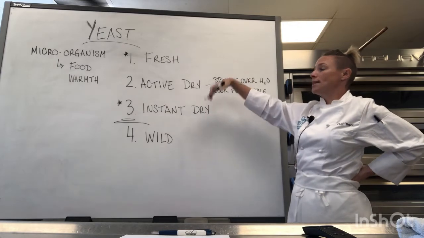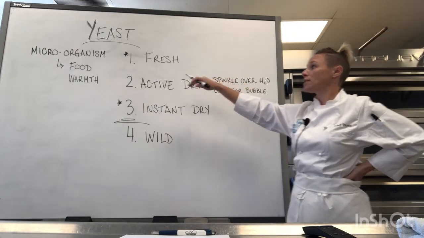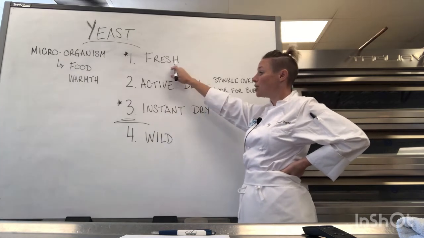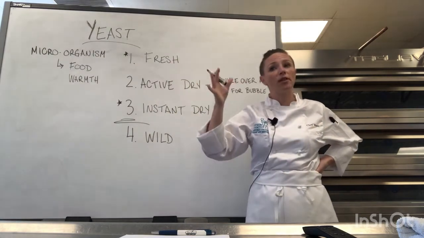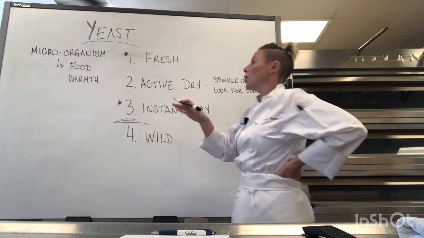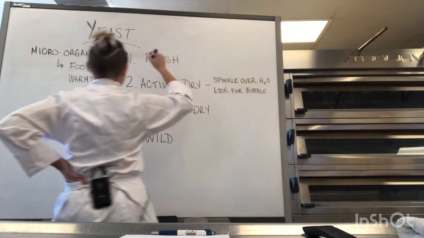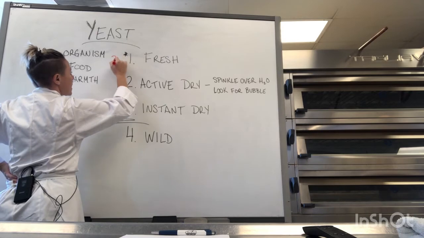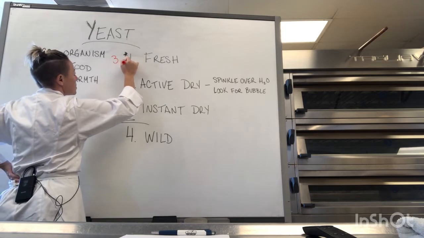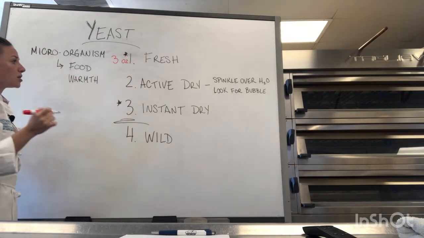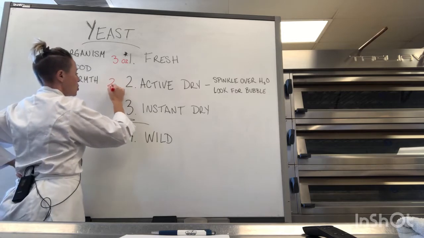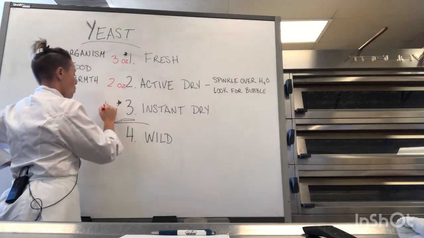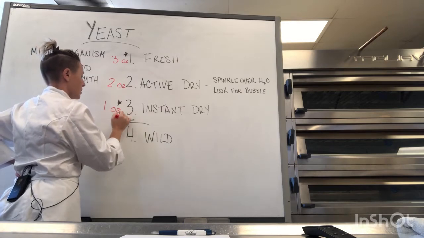You can use these interchangeably in a recipe. So if your recipe calls for instant, but you don't have instant, you can use fresh, but you have to do a little bit of math to figure it out. So for every 3, let me put it in a different color, for every 3 ounces of fresh yeast, you would use 2 ounces active dry and 1 ounce instant dry.